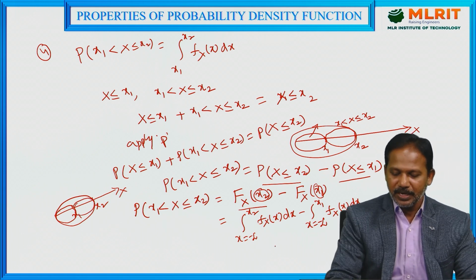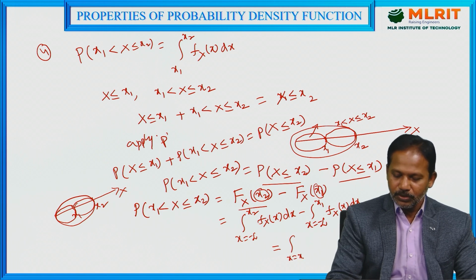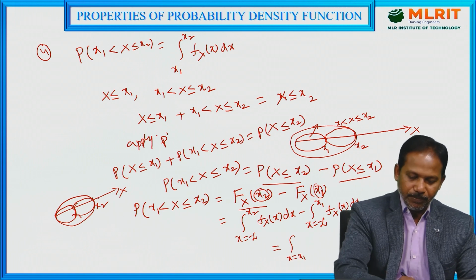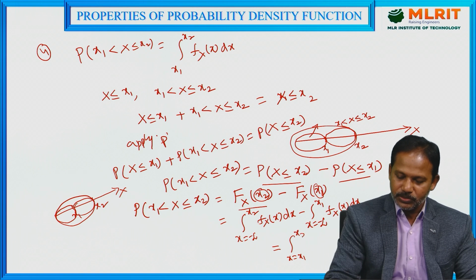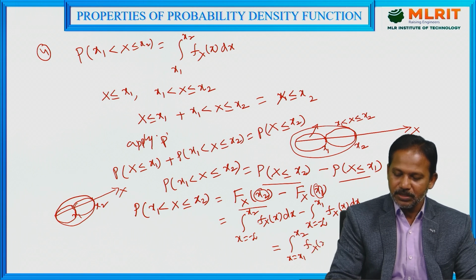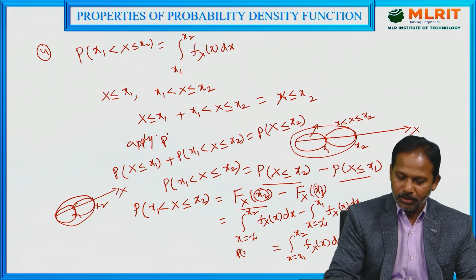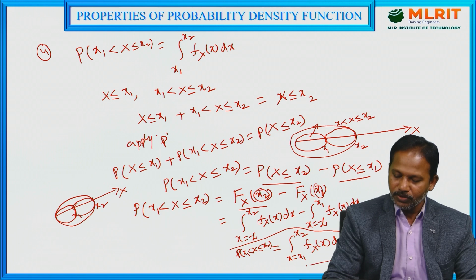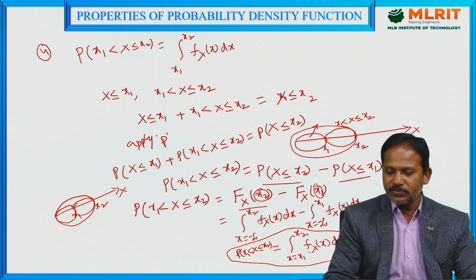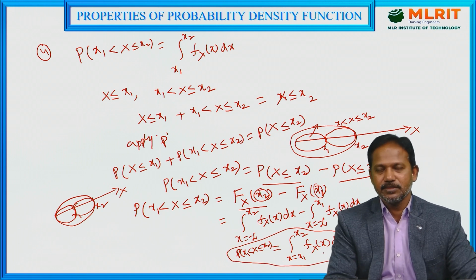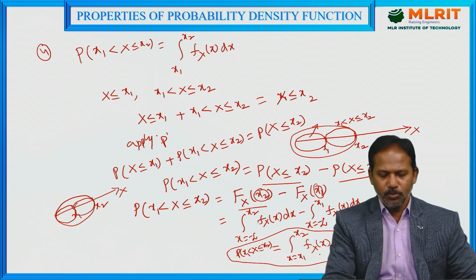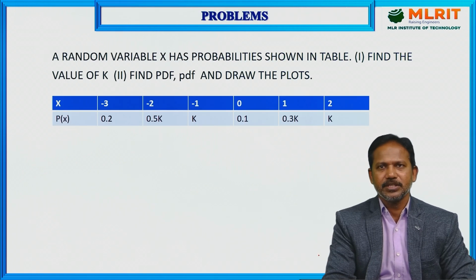So simply I can write the integral from x equal to x1 to the upper limit x2 of the density function fx of x dx, that is, P of x1 less than x less than or equal to x2 equals the integral from x1 to x2 of fx of x dx. So these are the properties of the probability density function.